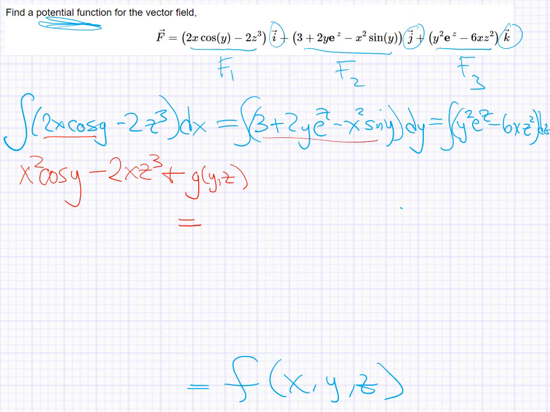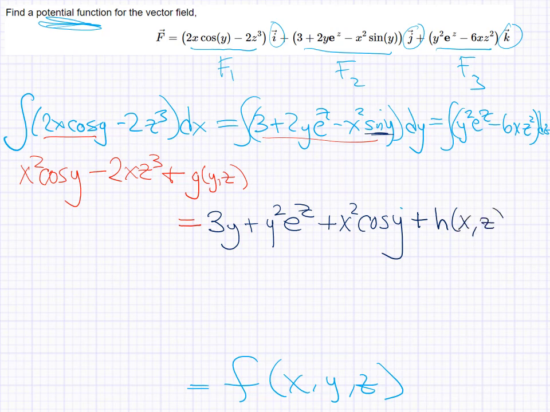We'll do this next one with respect to y. So with respect to y, I should get 3y plus y squared e to the z minus, with respect to y here, I'm going to get actually plus x squared cosine y. Plus my constant of integration, that could be a function of both x and z, because both of those are treated like constants.